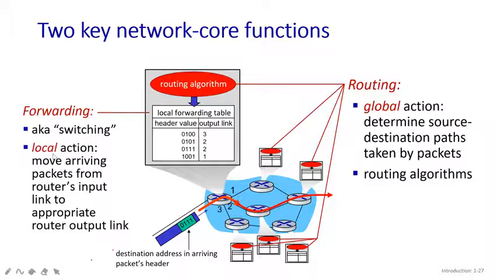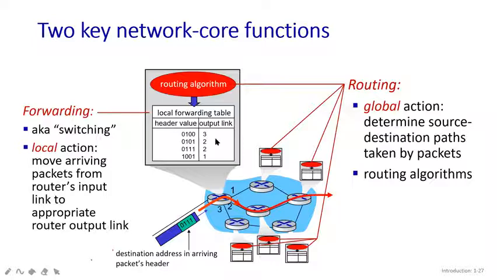Now what are the local actions? See here, in this routing algorithm, we have one table. This is the local forwarding table. Some values have been given here and some output links also. It has to move in this way: first 1, then 2, then 3. Now how do we find the destinations from here? First, see this paragraph on how local actions take place. It moves arriving packets from the router's input to the appropriate router output link.